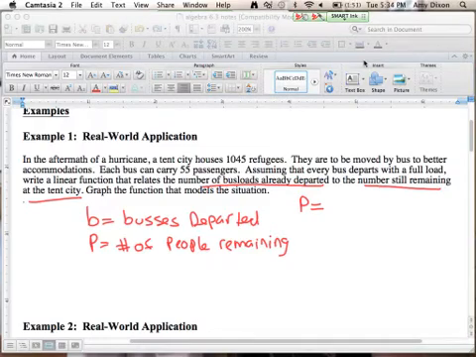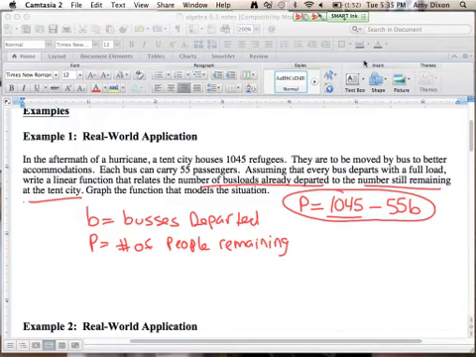What we need to do is talk about how many refugees we started with. We started with 1,045 refugees. Now, the number of people left: when we have bus loads leaving at 55 people a bus, we need to subtract from 1,045, our starting number of people, how many have already left. The number of buses that have left we multiply by 55, because that's how we calculate the number of passengers that have left. And this right here is our linear function: the number of people equals 1,045 minus 55b, because every bus that leaves takes 55 more people away. That is our equation.